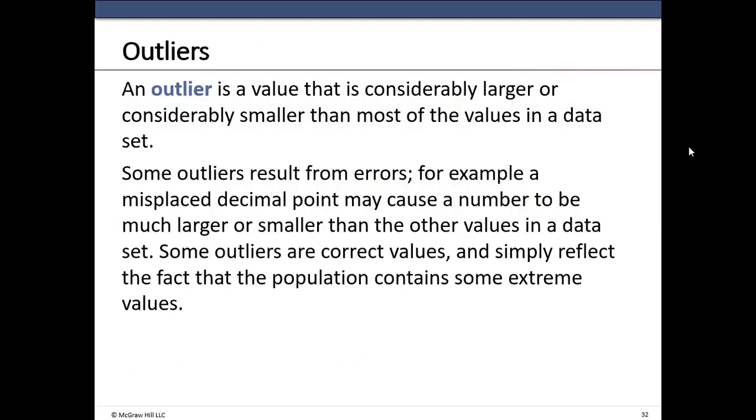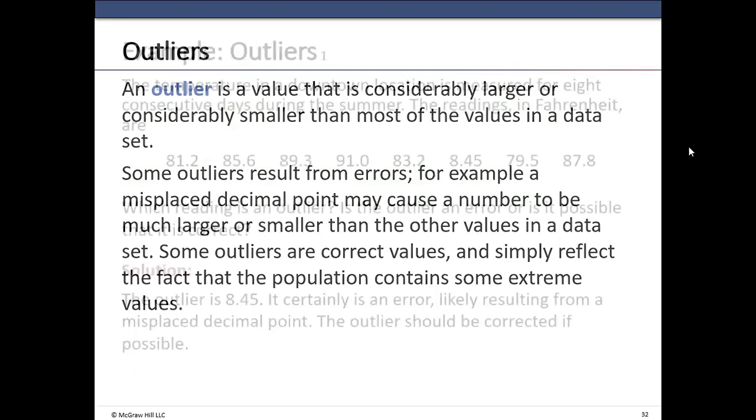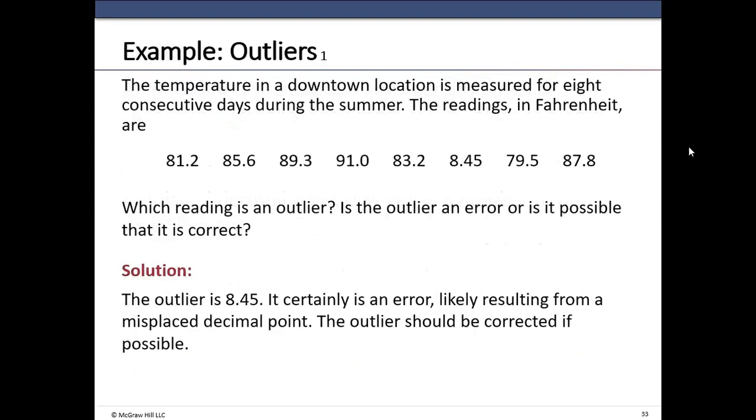An outlier is a value that is considerably larger or considerably smaller than most values in the data set. Some outliers result from errors. For example, a misplaced decimal point may cause a number to be much larger or smaller than other values in a data set. Some outliers are correct values and simply reflect the fact that the population contains some extreme values. Here you look at all the numbers, they're in the 80s and 90s, but there is suddenly one number, 8.45. The decimal must have been placed wrong there.